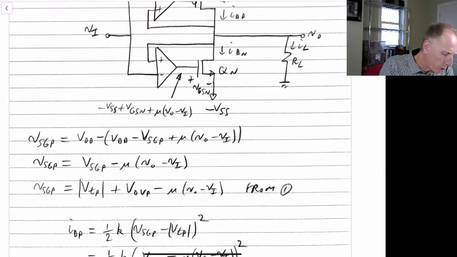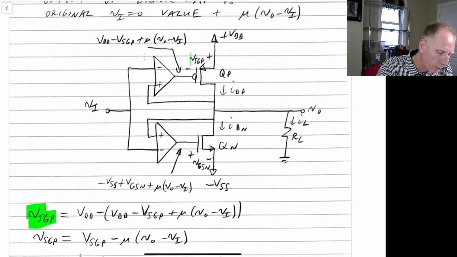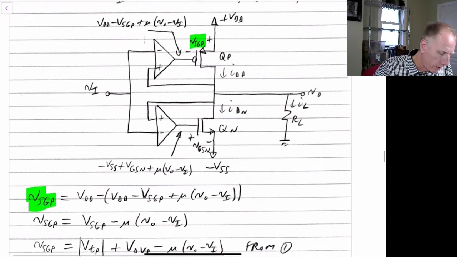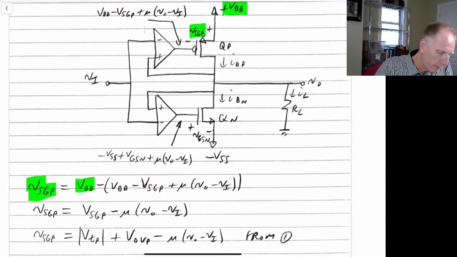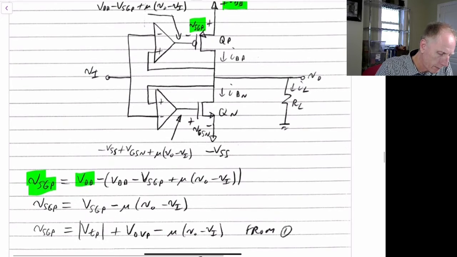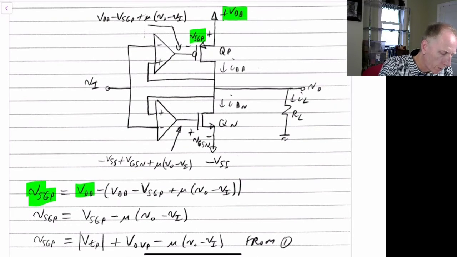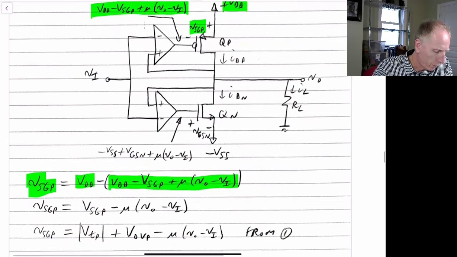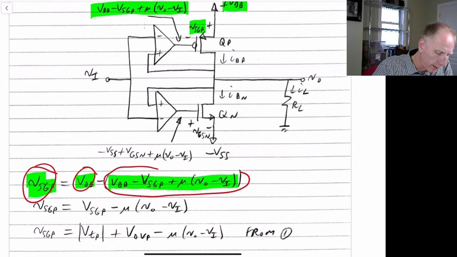So we can write that the actual voltage at VSG, so this actual voltage here, the total voltage, is equal to VDD minus this voltage here. So that voltage right here. So this is the actual voltage, is VDD, and this is the actual VSG. Sorry, that is the output of the error amplifier.